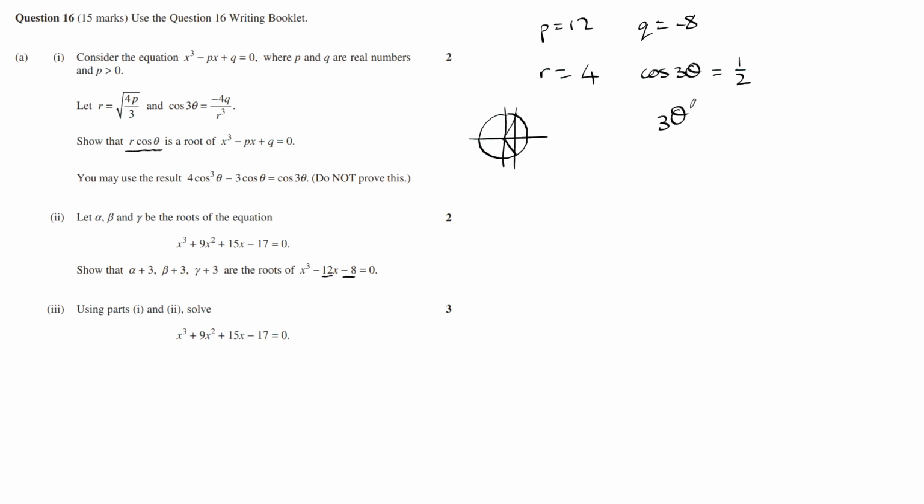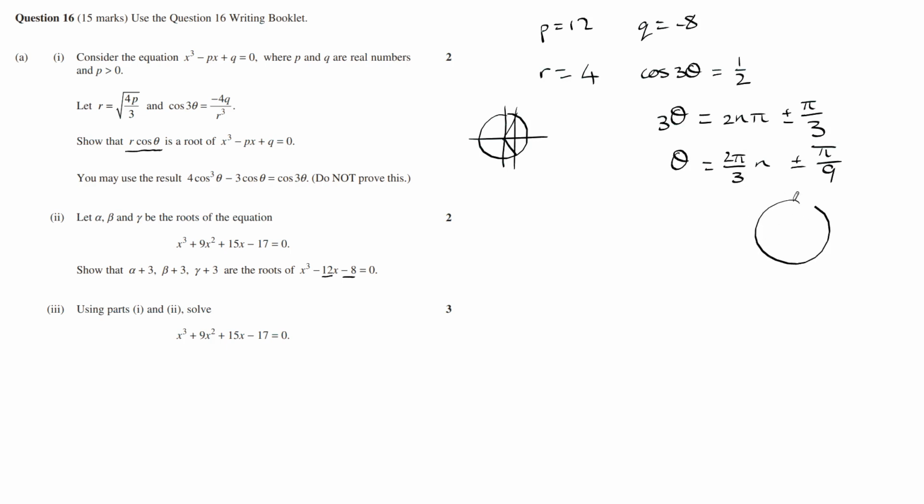So we want to solve for 3 theta, and I'm going to do it in general form. So you've got 2n pi plus or minus that angle, which is pi on 3. I think doing it in general form is usually easier for this kind of question. And then we just want to move the 3 over the other side. So we've got 2 pi on 3 times n plus or minus pi on 9.